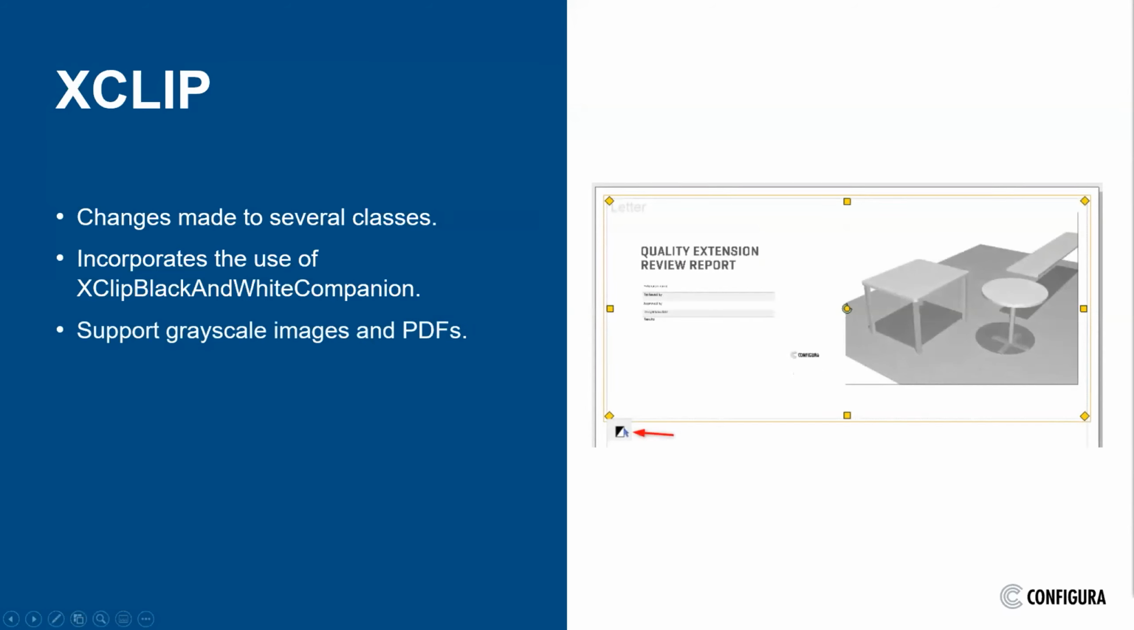So in CET 12.0, this bug has been fixed, and PDFs and images that are within the 2D clip area will support the grayscale conversion. As you can see here, this one is taken from CET 12.0. When you apply the black and white companion, it will turn this to grayscale.